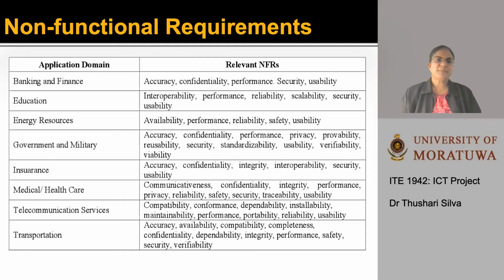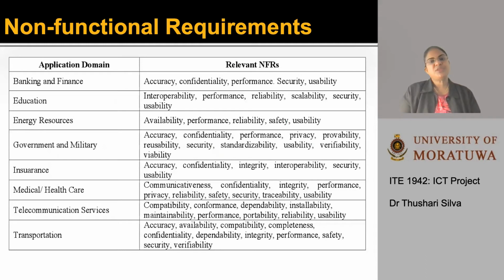So for example, if you develop some sort of application for the banking and finance sector, it's important for you to have accuracy. Accuracy must be considered, and also the non-functional requirement of confidentiality: how confidential the information is. Performance-wise you need to think about it, and security, usability, those aspects are critical for a software system in the banking and finance sector.